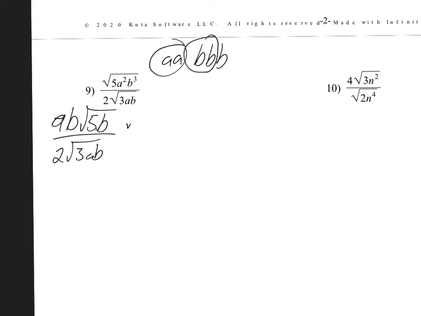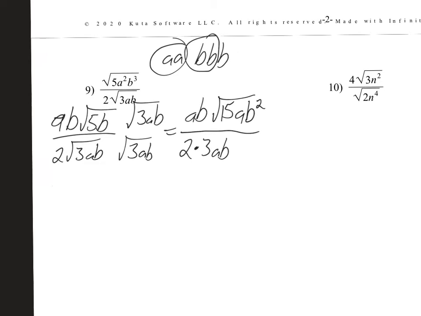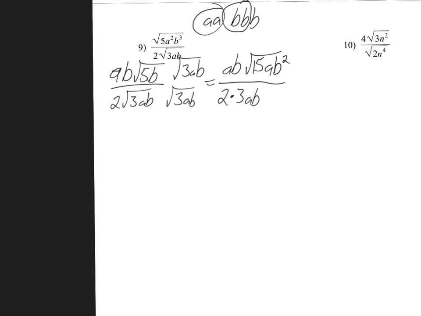Now I'm going to multiply the top and the bottom by 3AB under a radical sign. So we're going to multiply those together. So that is AB radical 5 times 3 is 15. There's only one A, and then B squared because there were 2 B's over 2 times 3AB because it just simplifies itself out. Now let's see, what else can I do? 15 cannot be divided by 2, 3 and 5, but I can't do anything with either of those.